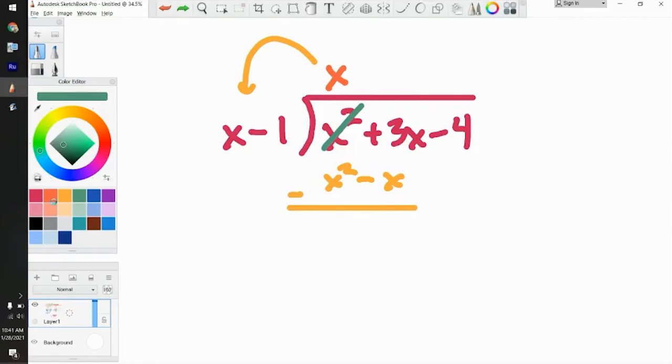Trust me on that. Okay. Parentheses, so now it goes plus, plus. So now it's 3x plus x is 4x minus 4. Okay. Hopefully that makes sense.